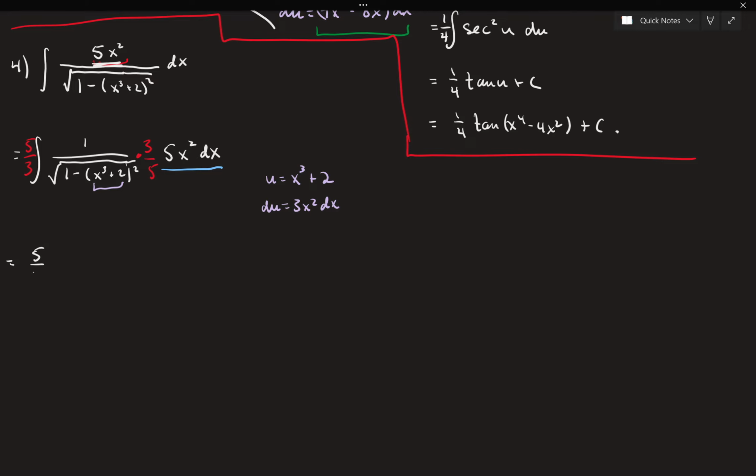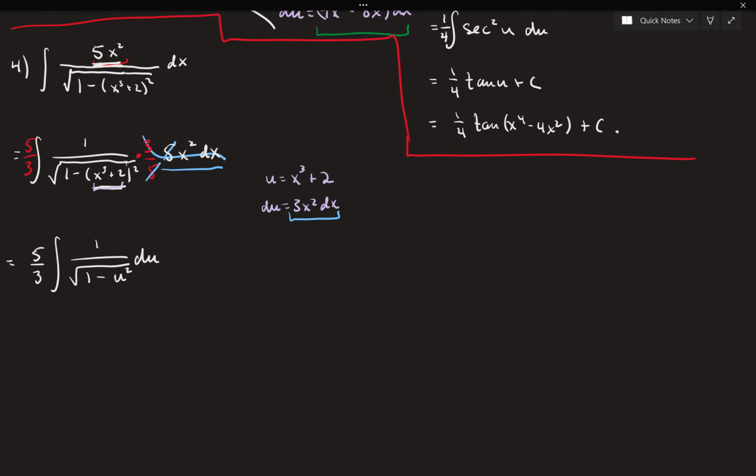This is 5/3 integral. This is 3x squared dx. Take away the whole thing. Replace it with du. And what do I have left? I've got 1 over the square root of 1 minus this inside, which is u, and I'm squaring it.